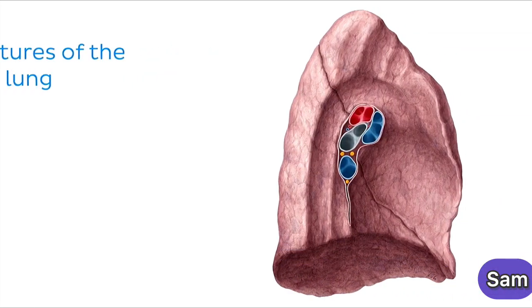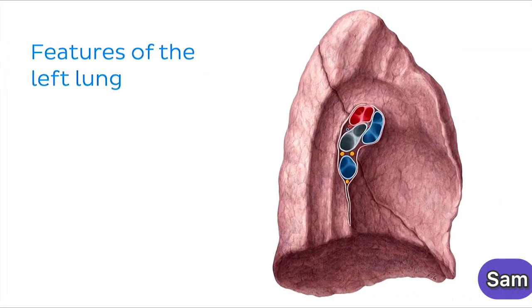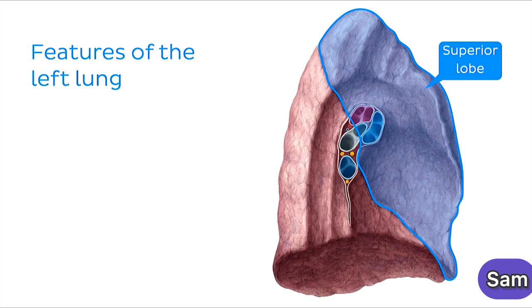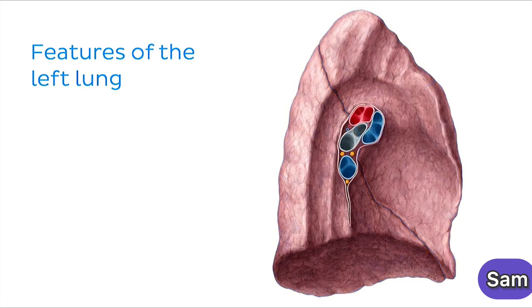And on this side, we only have two lobes, as three lobes would just make it a bit too crowded with the heart in the way. So over here, we can see the superior lobe, and just inferior to that, we can see the inferior lobe. So just like we saw on the right side, these lobes are going to be separated by a fissure. And in this instance, we only have one fissure that is separating our two lobes. And this fissure is called the oblique fissure, since it is in an oblique or diagonal orientation.